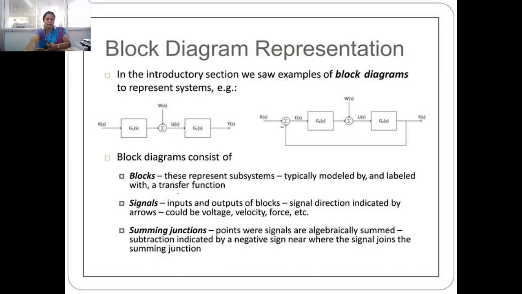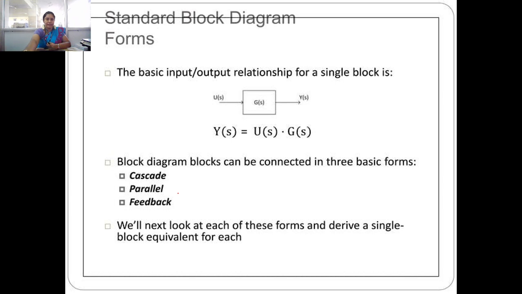And next one is the standard block diagram forms. It has three basic forms, that is cascade connection, parallel connection and feedback connection. And this is your basic block diagram, with G of s as the gain of the system, Y of s as your output, and the input is E of s. To find your output, it is your input multiplied by your block, that is the gain of the system.